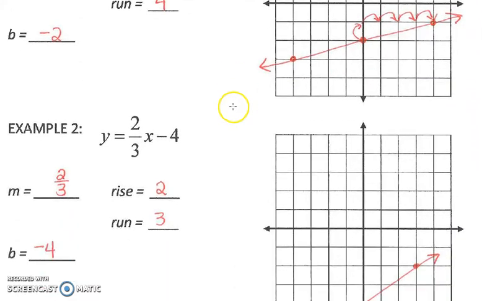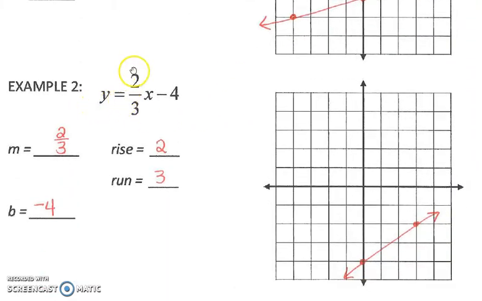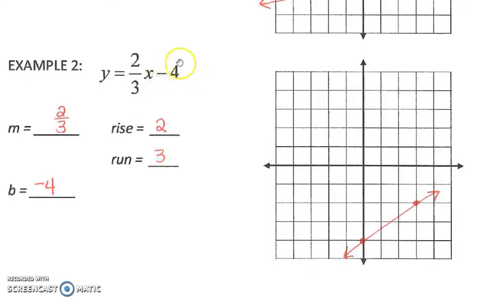Let's take a look at example 2. We're going to draw y equals 2/3 x minus 4. M means slope. So m is the coefficient in front of x. That's 2/3. B is the negative 4. That's the y-intercept. Rise over run is 2 over 3. So what you're going to do is, this is your starting point. Negative 4 is your y-intercept. And then you're going to go 2 over 3. Always rise over run. So if it's positive, you go up. If it's negative, you go down. And then you just go 2 over 3 and put a point and then connect the dots, and that's your graph for this one.